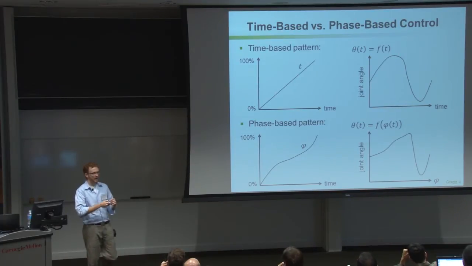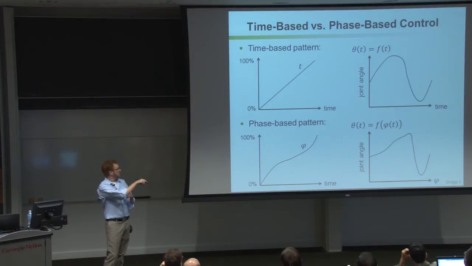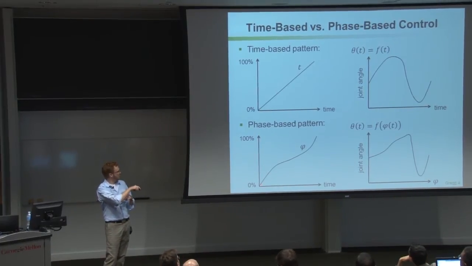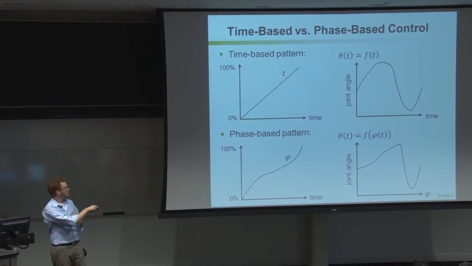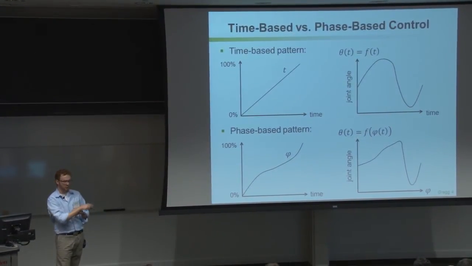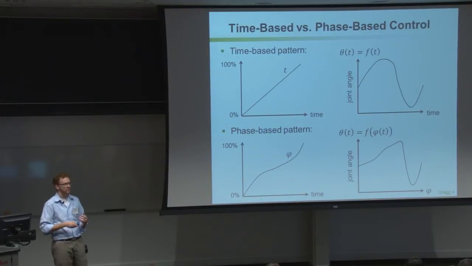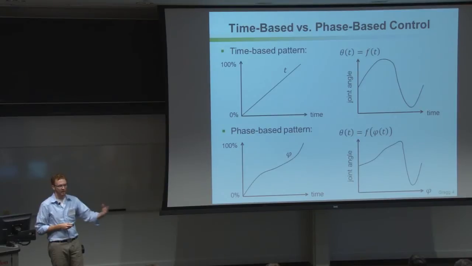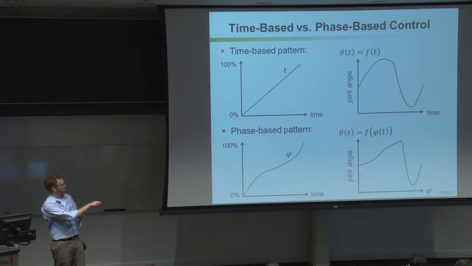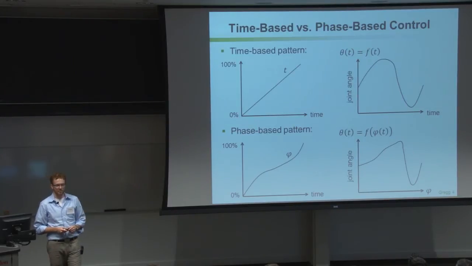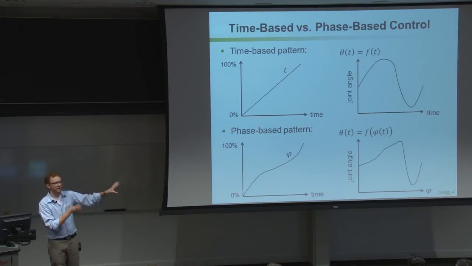Alternatively, you can define a phase-based central pattern where you have some physical variable, phi, which maybe is the hip position, maybe something else. And because it evolves monotonically, strictly increasing, or it could be strictly decreasing, you then know whether you're at 0% or 100% based on where that variable is measured. And so then you can define a central pattern seen here as a function of that variable rather than time. So it's a time-invariant central pattern. That's kind of the general idea here.